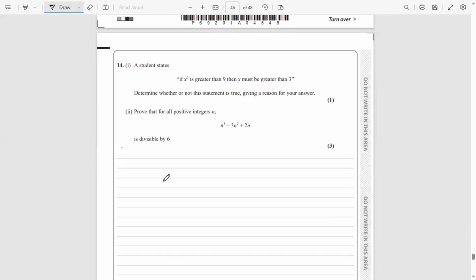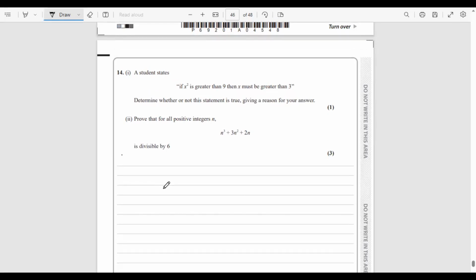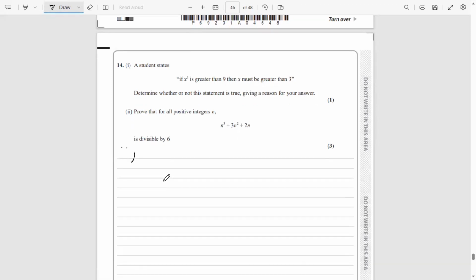So question 14, part one says this. A student states that if x squared is greater than 9, then x must be greater than 3. We want to determine whether or not this statement is true, giving a reason. In this question, the student is assuming that x squared is greater than 9. So we're going to assume that x squared is greater than 9, and the question essentially is saying, is it true that x must be greater than 3?